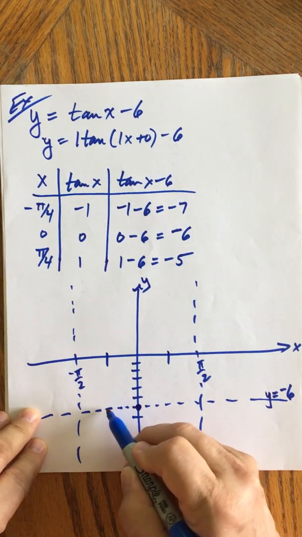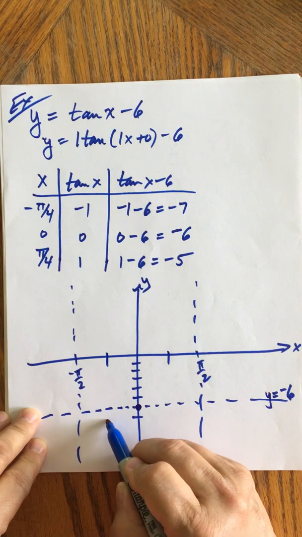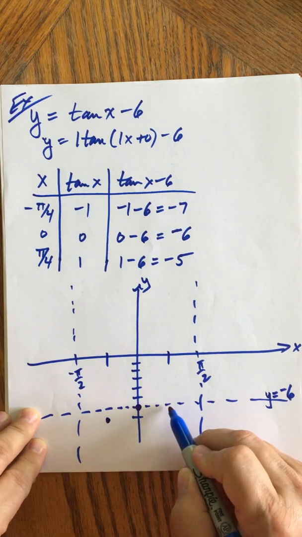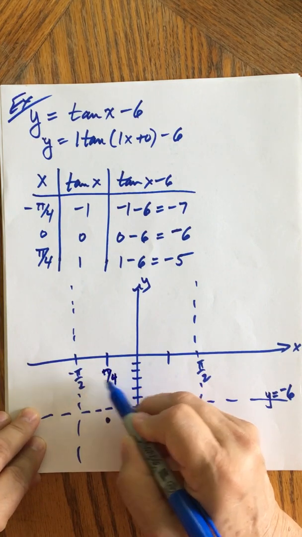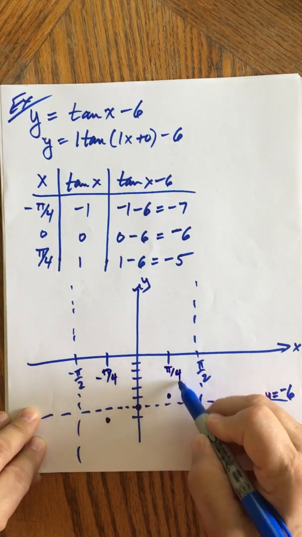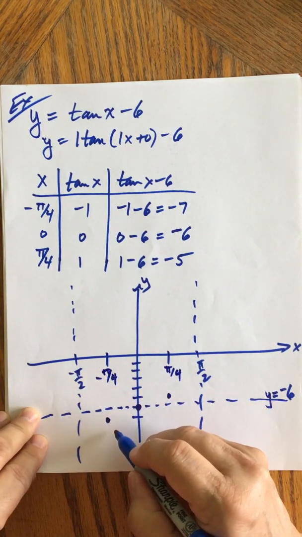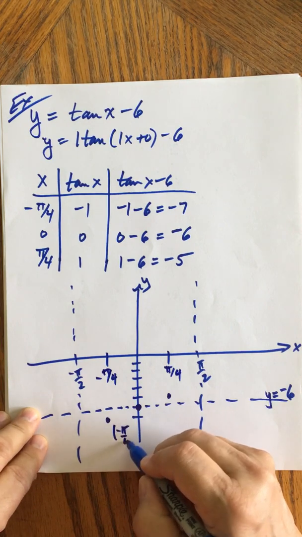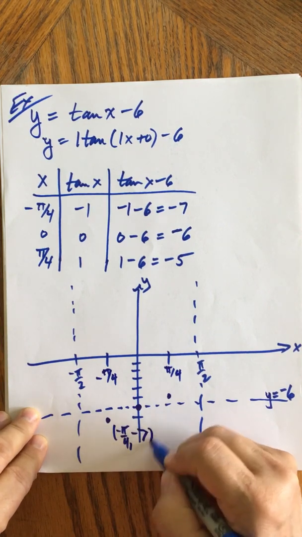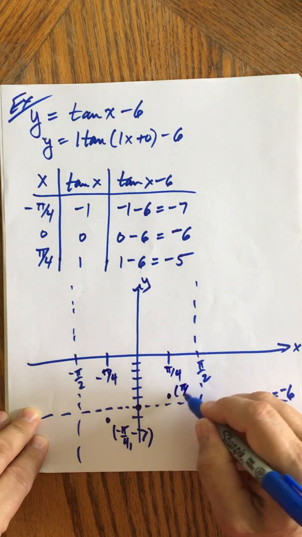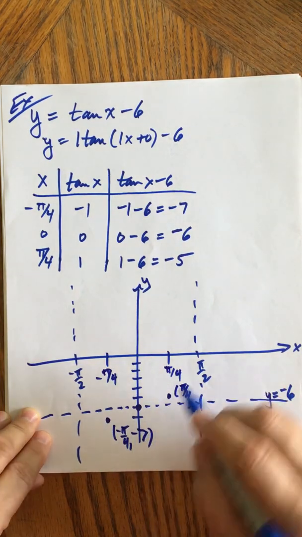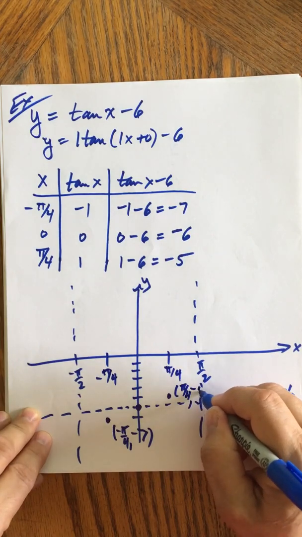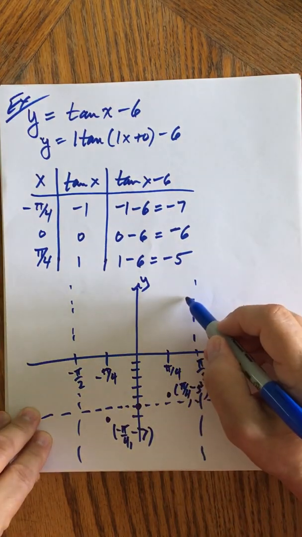I go over negative pi over 4 and I go down 1 here. I go over pi over 4 and I go up 1. So this is negative pi over 4 and pi over 4. This point is (negative pi over 4, negative 7). This one is pi over 4, and then negative 5, right? So you draw this in.